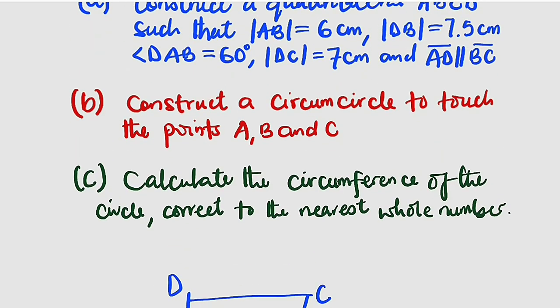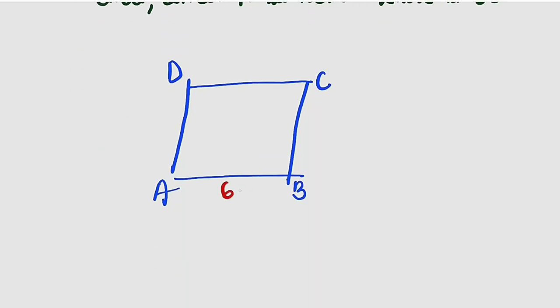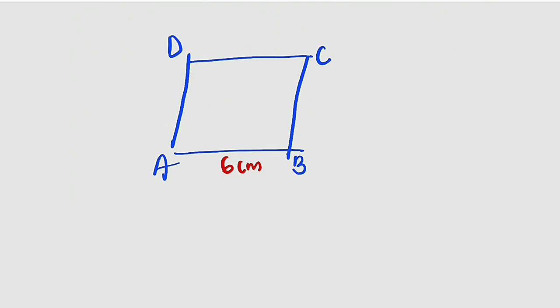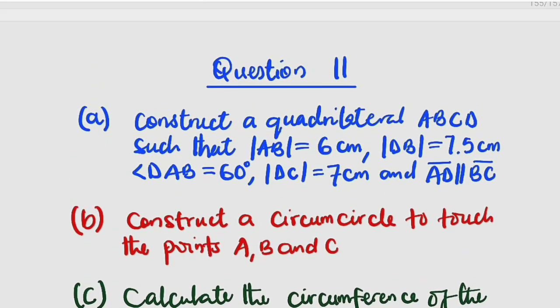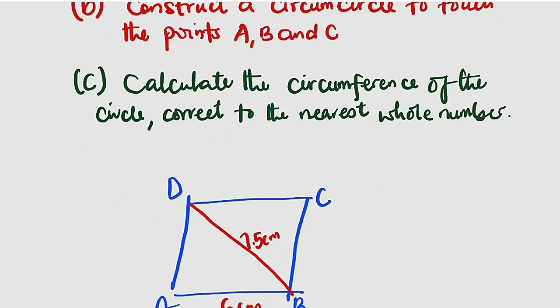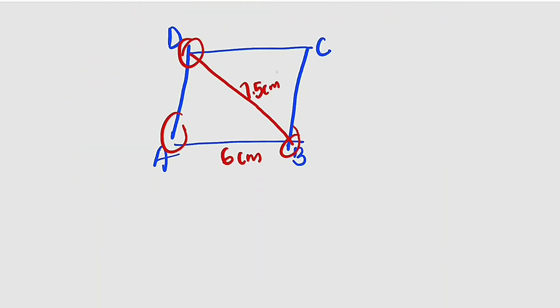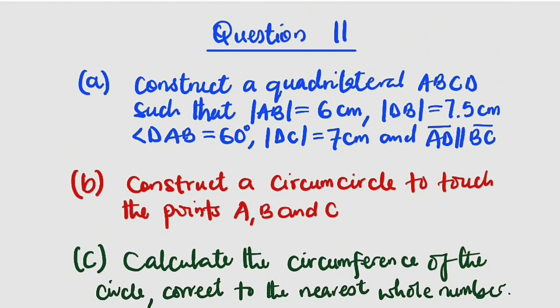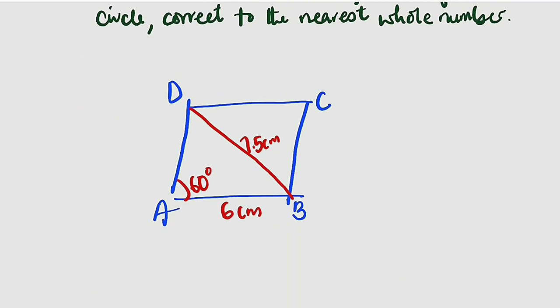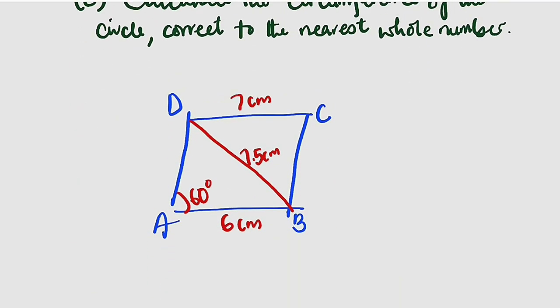They said that line AB is 6 cm, so you should label this as 6 cm. They said that line DB is 7.5. Why is DB? It's a diagonal line, 7.5 cm. They said that angle DAB is 60 degrees. DAB, so we are talking about this angle A. This is 60 degrees. They said that line DC is 7 cm. Line DC is 7 cm.